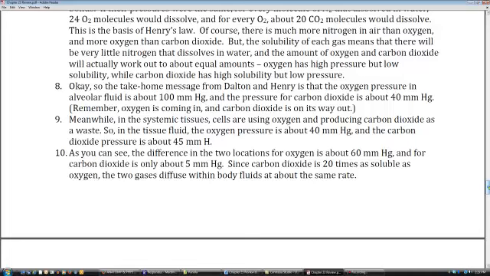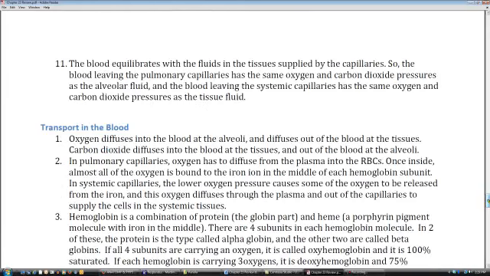And for carbon dioxide, it's the difference between 45 in the tissues and 40 in the lungs, a difference of 5 millimeters of mercury. That's the concentration difference, and that determines not only the direction but also the rate of diffusion. But since carbon dioxide is more soluble than oxygen, and oxygen has a higher pressure difference, those effects cancel each other out, and oxygen and carbon dioxide diffuse at about the same rate. So blood leaving the pulmonary capillaries has about the same oxygen and carbon dioxide pressures as the alveolar fluid, and blood leaving the systemic capillaries has the same oxygen and carbon dioxide pressures as the tissue fluid.